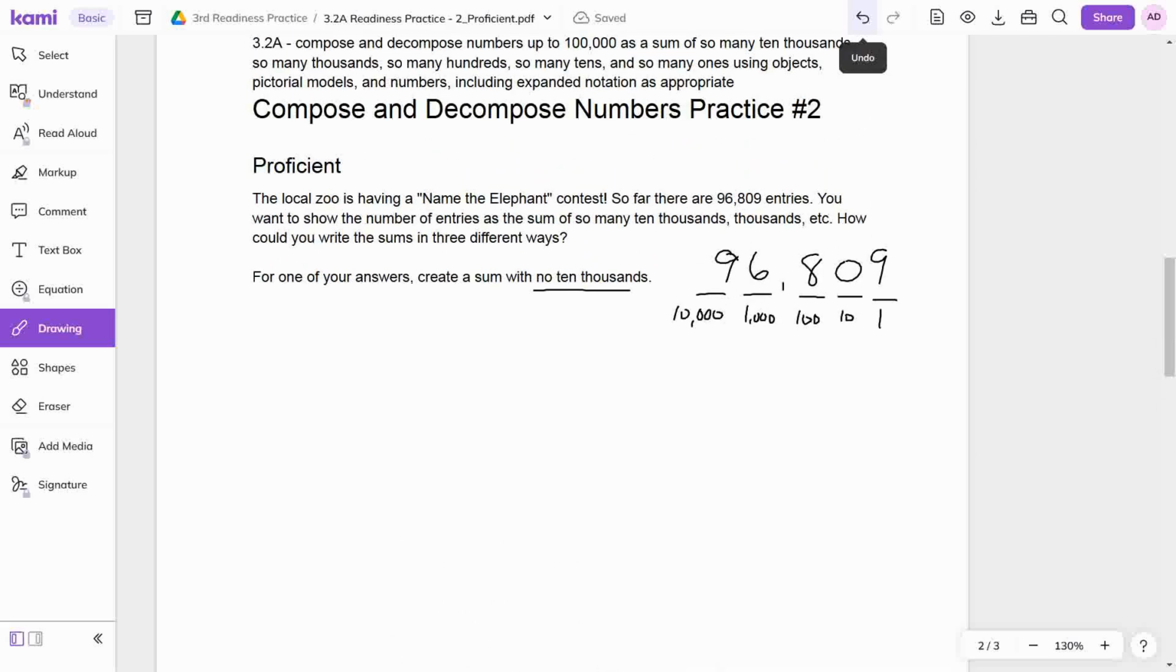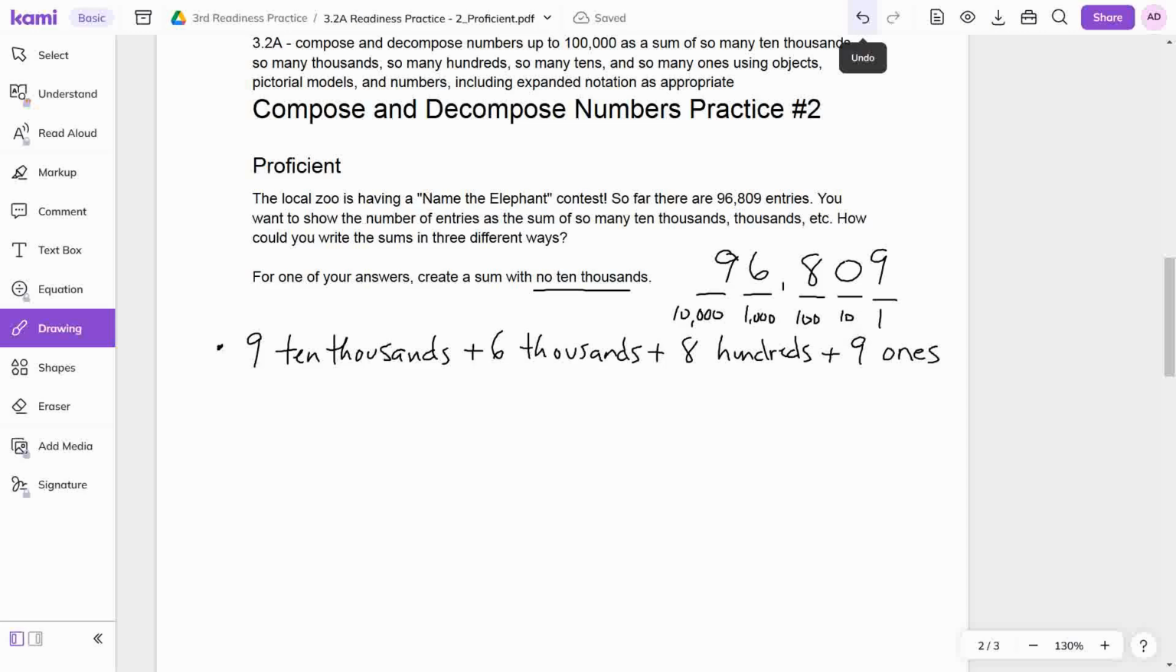So let's start with the easiest one, right? So one way that we could do it would be 9 10,000s, and I'm going to add them up like I would in unit form, plus 6 thousands, plus 800. So I'm just taking the digit in each place value and naming the place value it's in, plus I'm not doing any 10s, there's nothing there, 9 ones. Okay, so that could work.